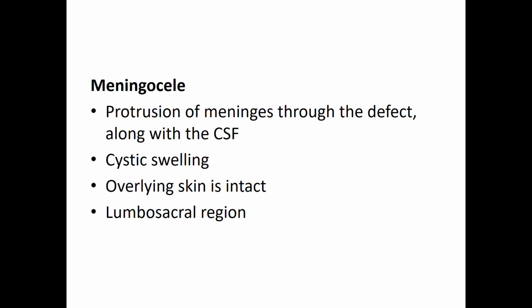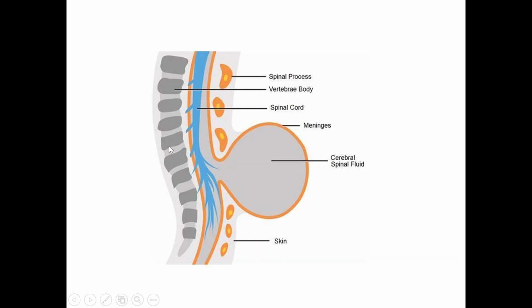Because of which there can be a cystic appearance, or a cystic swelling may be seen at the site. This is usually seen at the lumbosacral region, and usually the cystic swelling is covered by skin. So there is no problem in the skin, it's just a local cystic swelling. So this is the meningocele. Now it can appear like this. And in another picture, we can see that the spinal cord remains within, but the meninges along with the CSF escape or protrude out.